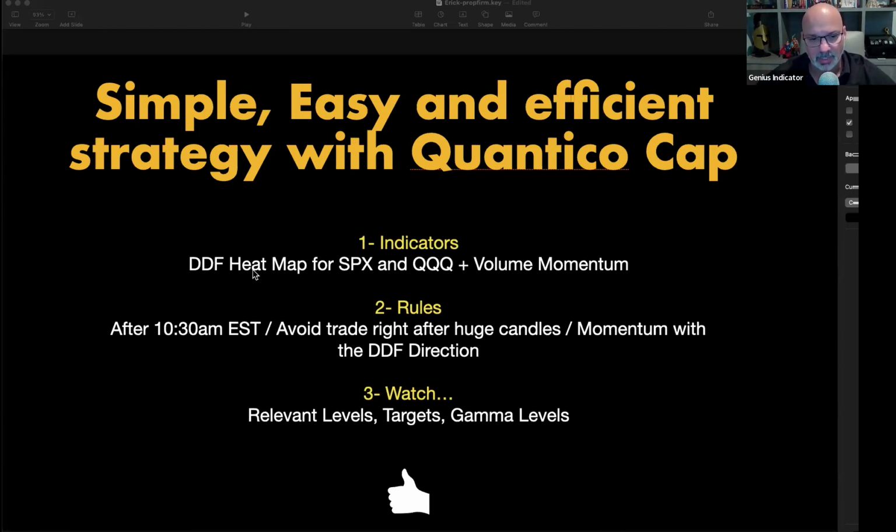The big deal is the BDF heat map with volume and momentum after 10 a.m. Avoid big candles. That's it.